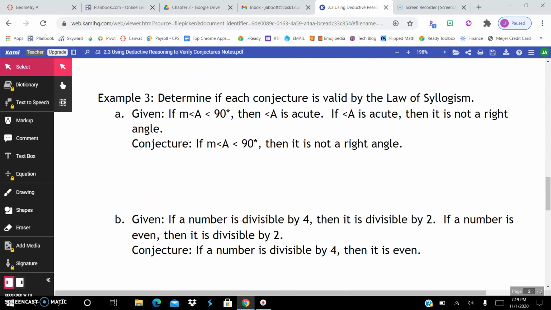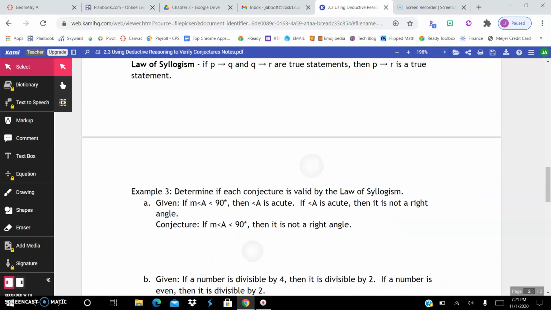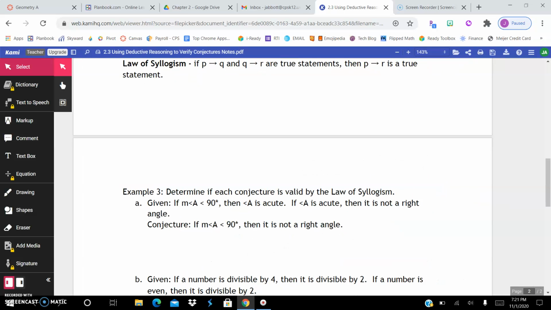So for example 3, determine if each conjecture is valid. We are given that if the measure of angle A is less than 90 degrees, then angle A is acute. If angle A is acute, then it is not a right angle. And then our conjecture is if the measure of angle A is less than 90 degrees, then it is not a right triangle. So looking back, it says if P then Q, and then if Q then R.